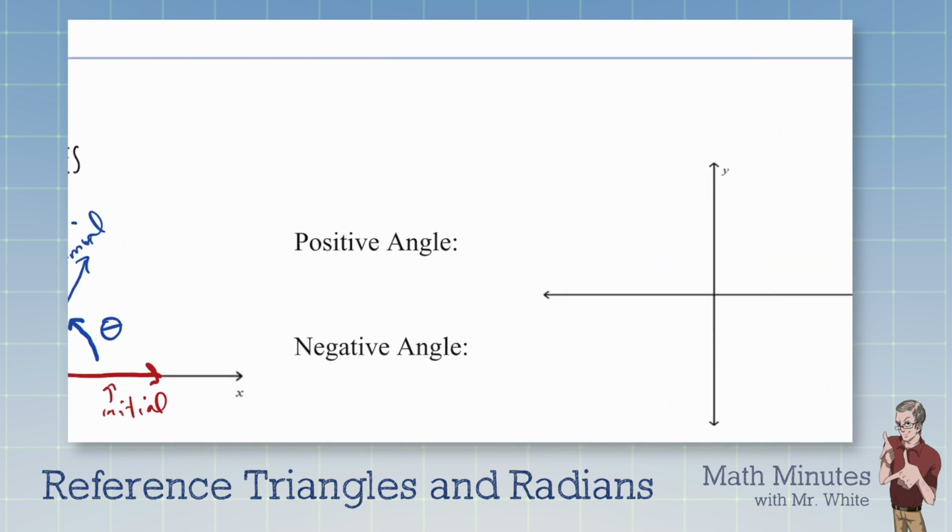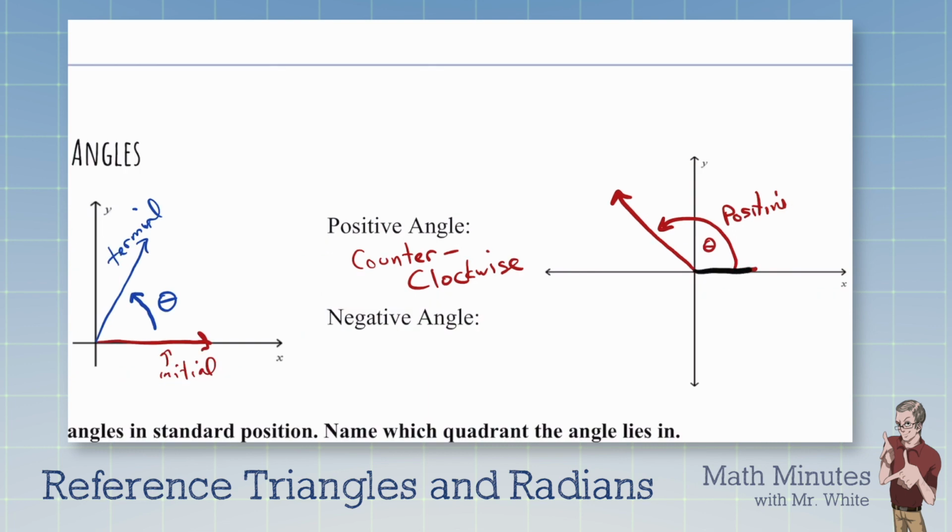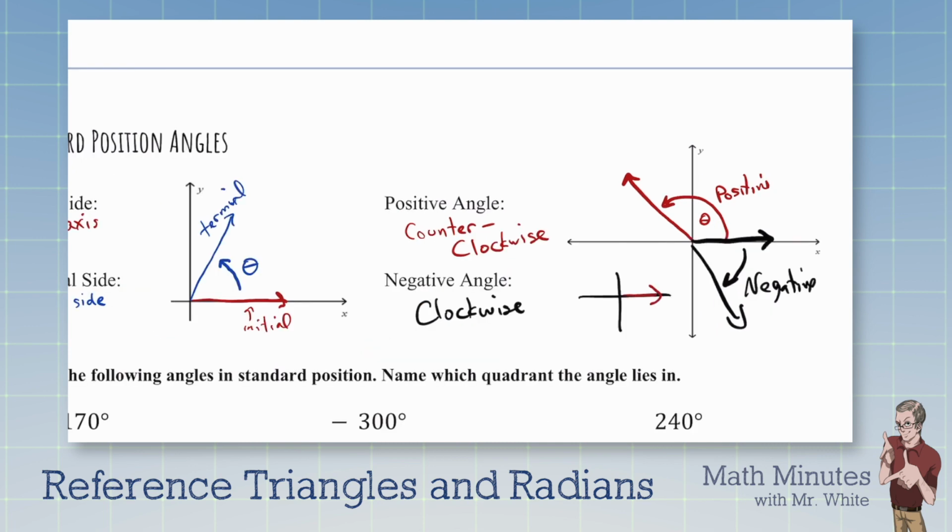So a positive angle would be like this. This would be a positive theta because it's going counterclockwise or anti-clockwise. An angle that starts here and goes this way, this is considered a negative. So this would be clockwise. This would be negative 60 degrees.